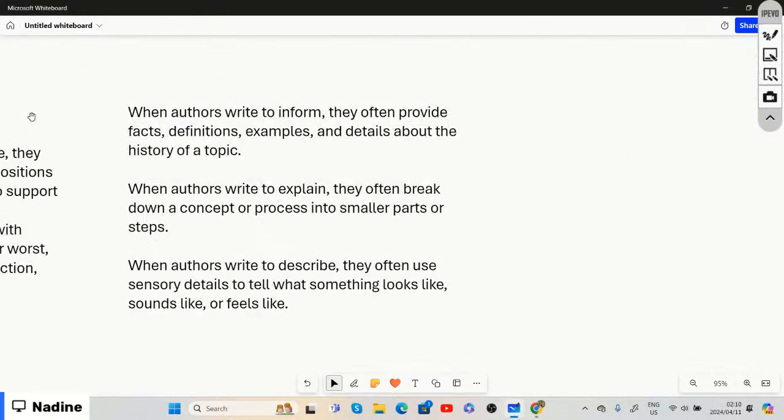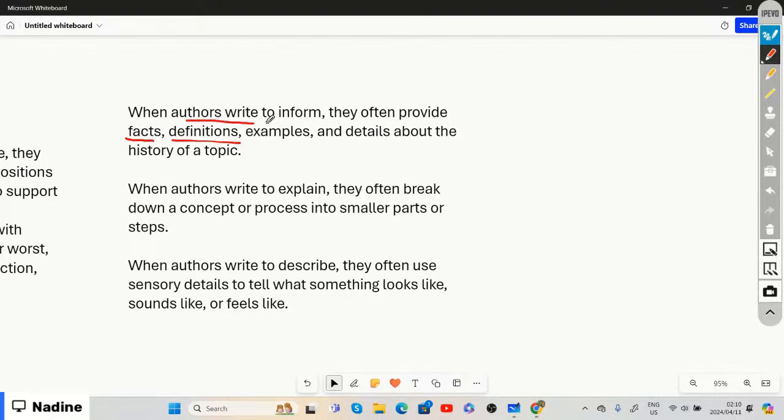And then also, we spoke about persuading, and now when authors write to inform, they often provide facts. If you're informing someone about something, then you need to provide facts, definitions, examples, and details about the history of a specific topic. That is, if you want to inform us about something.